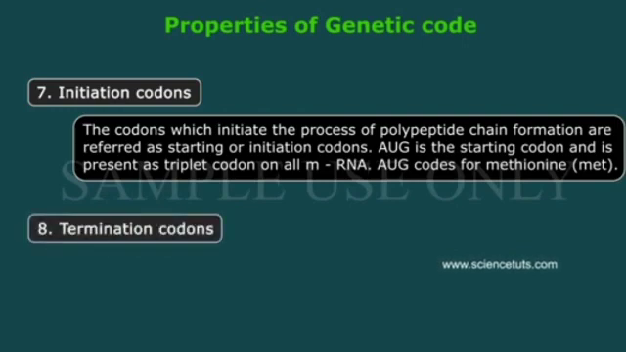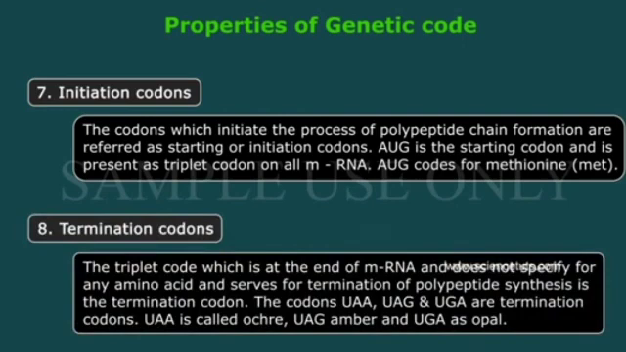8. Termination codons. The triplet code which is at the end of mRNA and does not specify any amino acid, and serves for termination of polypeptide synthesis, is the termination codon. The codons UAA, UAG, and UGA are termination codons. UAA is called ochre, UAG amber, and UGA opal.